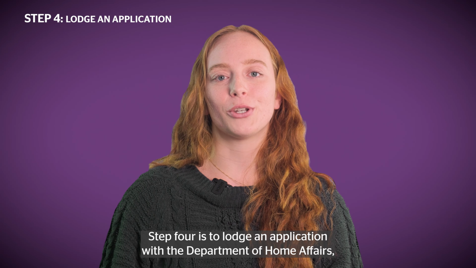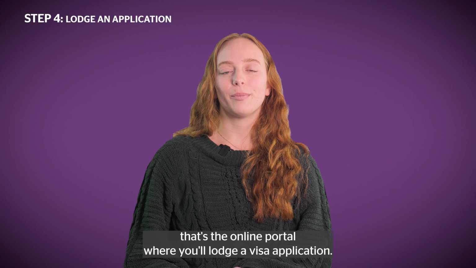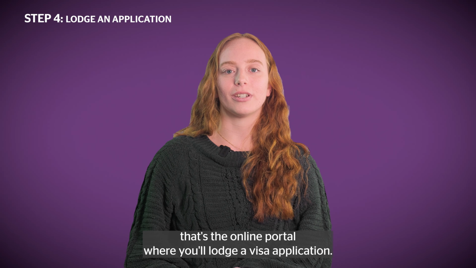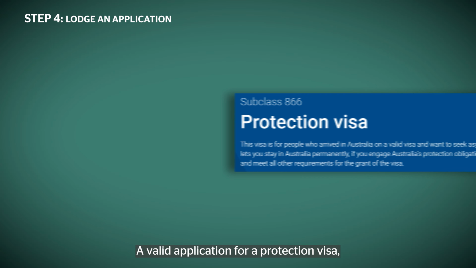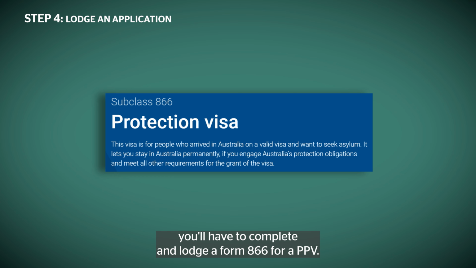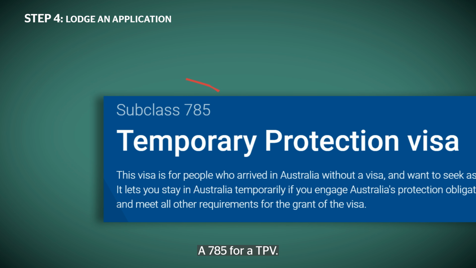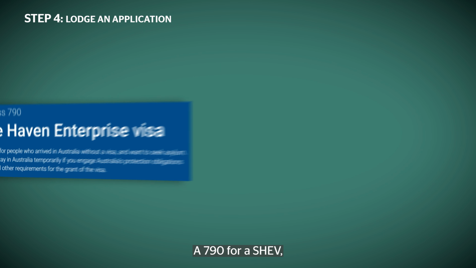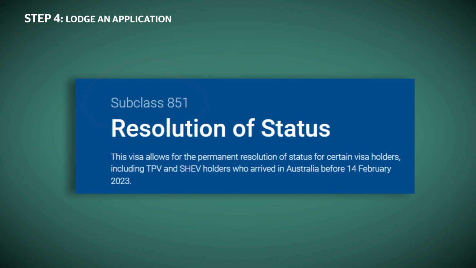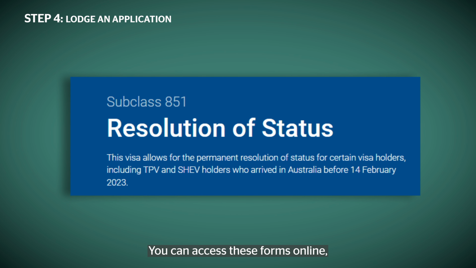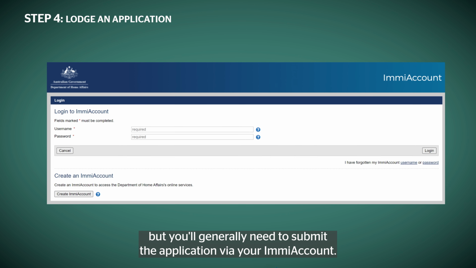Step 4 is to lodge an application with the Department of Home Affairs in your ImmiAccount. That's the online portal where you'll lodge a visa application. Now you're at the initial application stage. To submit a valid application for a protection visa, you'll have to complete and lodge a Form 866 for a PPV, a 785 for a TPV, a 790 for a SHEV, an 851 for a ROS. You can access these forms online, but you'll generally need to submit the application via your ImmiAccount.